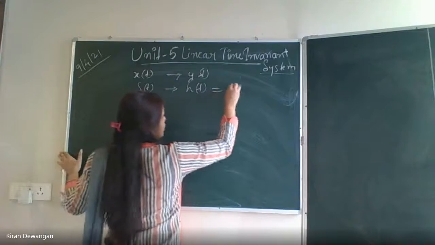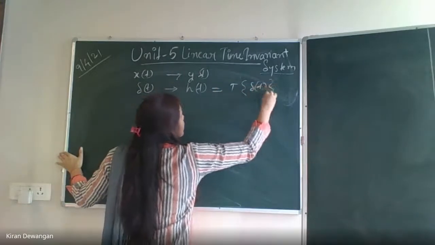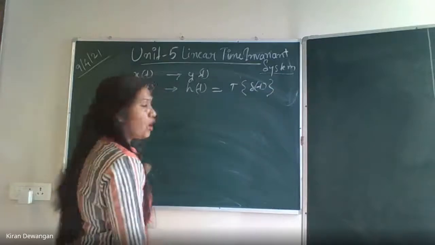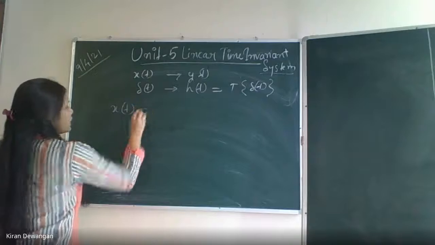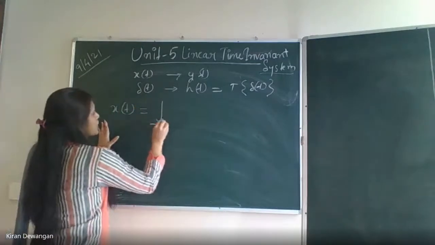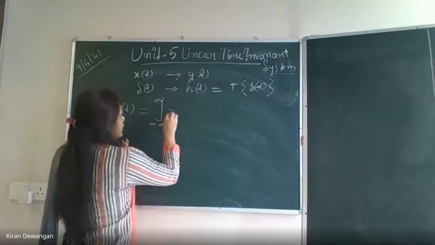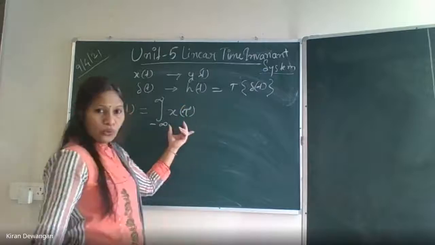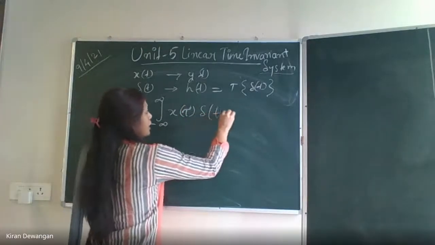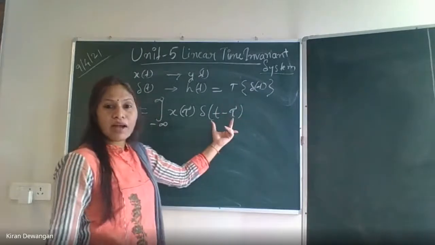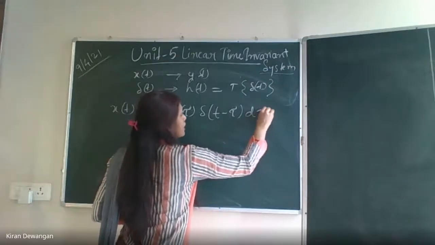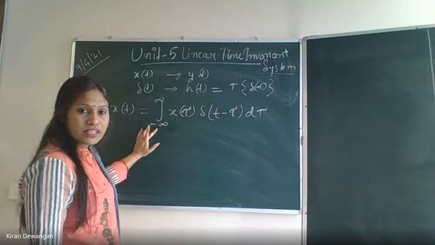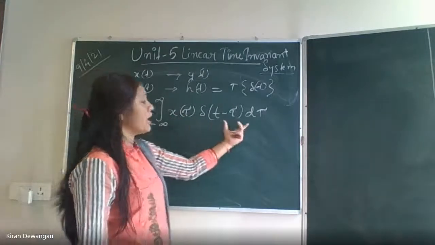Now we can write that h(t) is the transformation done on del t. Clear? So h(t) is the transformation done on del t. Now we can write x(t) in terms of del t also, that is integration from minus infinity to infinity. Let us take another variable, which is tau, x of tau, then del of t minus tau, d tau. Okay? So x(t) is equal to the integration from minus infinity to infinity of x of tau del of t minus tau d tau.